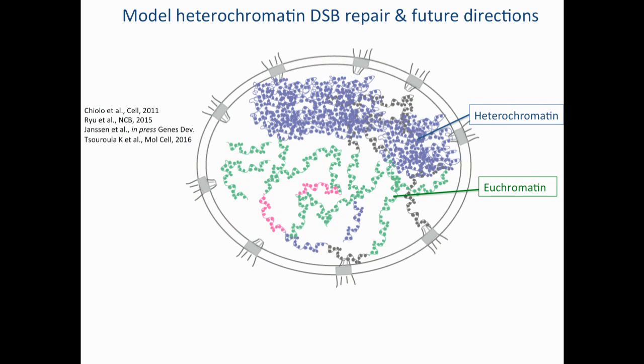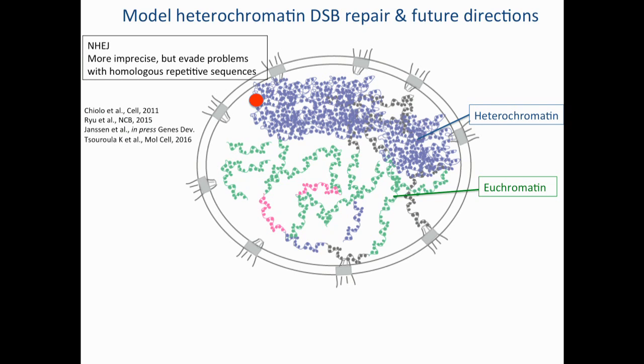So to end with a model on heterochromatin double-strand break repair and also our future directions. If you get a break in euchromatin, we can see in our system both HR and non-homologous end joining being important for this repair. And then if you get a break in heterochromatin, we see the DNA damage foci moving to the periphery. And there they can do either HR with the sister, in cis, or with the homolog, and thereby do safer recombination. Or non-homologous end joining in a lot of the cases, which is more imprecise, of course, than homologous recombination, but you will be evading the problems that you have with all the homologous repetitive sequences around.